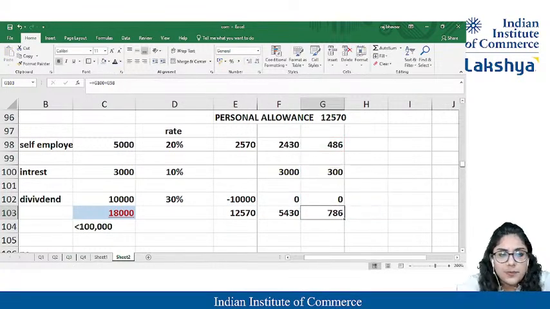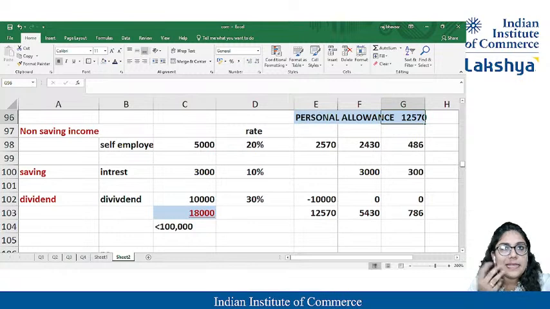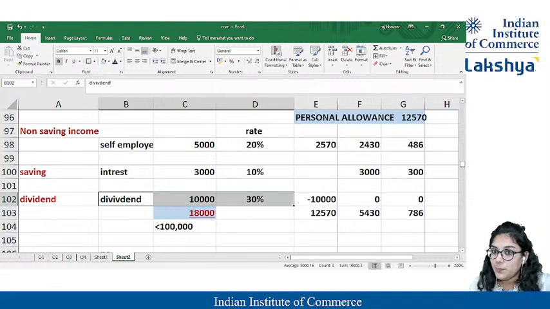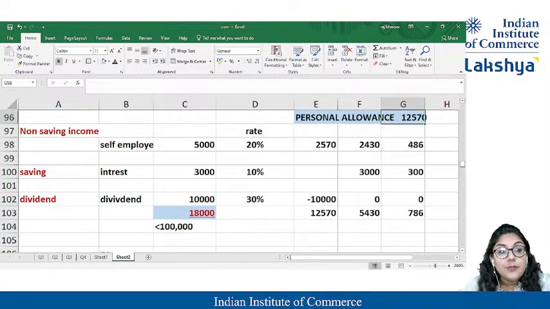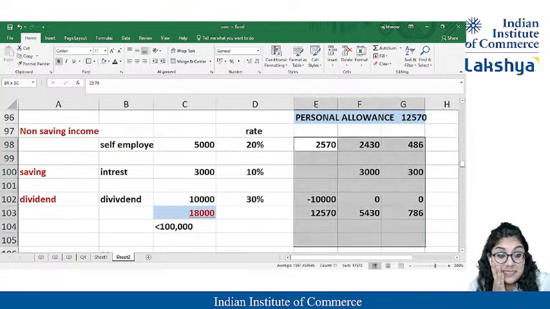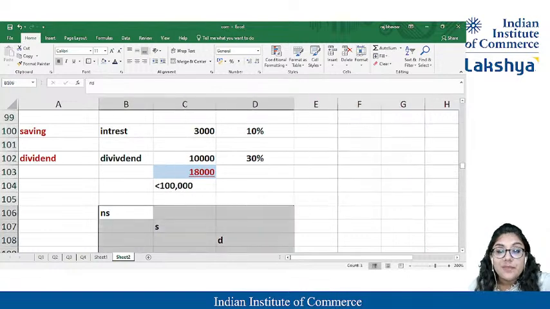So what I did gradually, did you understand that? I knew that my allowance is 12,570. I understood that if I have dividend income, I need to pay 30% tax. So if I want to reduce, I first reduced this 12,570 against the 10,000, so it became 0. Then I reduced the pending 2,570 against the 20% higher tax rate, and on whatever was left over, I paid tax. But this is wrong. I told you the hierarchy. The hierarchy is this: NSSD.